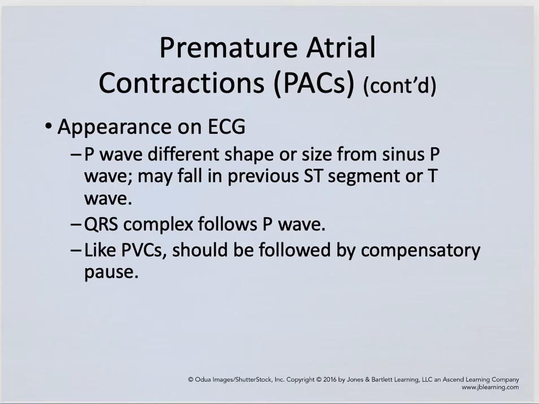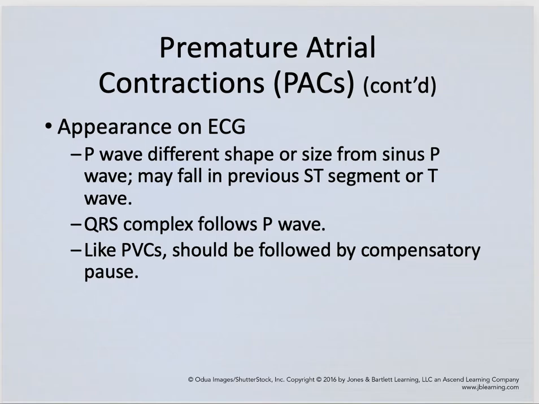How do we know we have a premature atrial contraction? The P wave looks different. And we know it's the P wave because it's the atrium, and the atrium is what's causing the P wave on the EKG. Why does the P wave look different? Because it's not coming from the SA node, it's coming from an ectopic cell outside of that SA node, so another spot or site or foci within that atrium. So the P wave is going to have a different shape and size from the usual sinus P wave. Sometimes it falls into the previous ST segment or the T wave, depending on the timing.